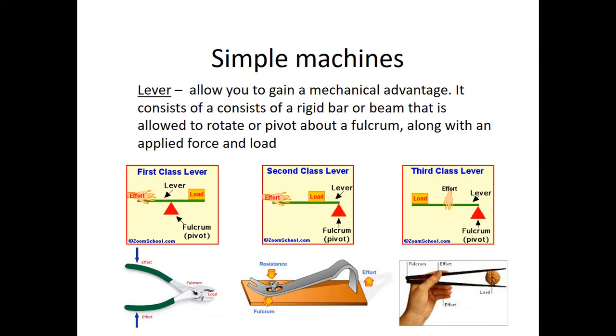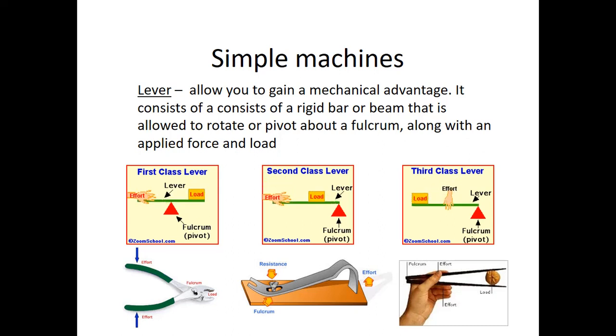Levers are simple machines. Levers are characterized by a fulcrum, which is your pivot point. The further away your effort is from the fulcrum, the easier it is to pivot. So the longer your lever arm, the less force you have to apply. And there's three classes of levers. There is a first class lever with the fulcrum in the middle between the load and the effort. A second class lever where the fulcrum is at the end and the load is in the middle. And a third class lever where the effort's in the middle and the load's at the end.